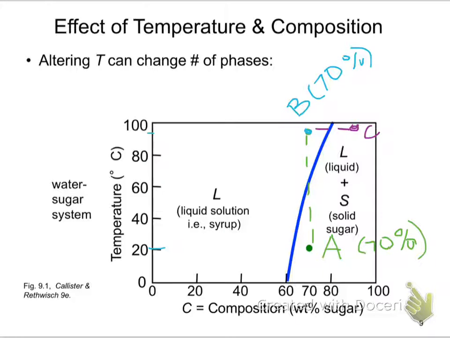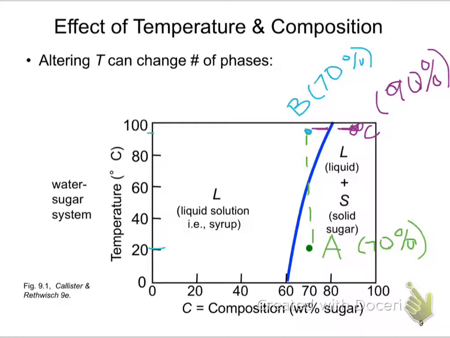Now, why might we do that? Well, if we've heated up a 70% solution up to, say, 90 degrees or 95 degrees Celsius, and we recognize that we are no longer a saturated solution anymore, and we can actually add more. And so once we add more and come to point C, we're now going to be at maybe 90% sugar, and we're still at the 95.